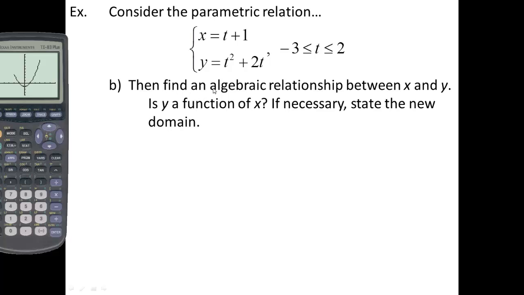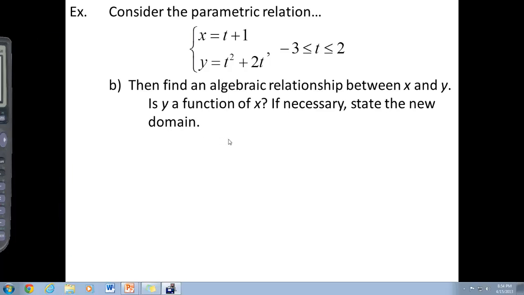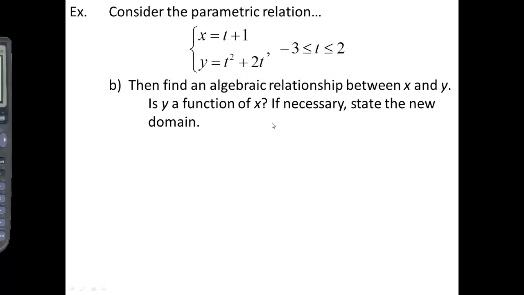Alright, part B, then: find an algebraic relationship between x and y. Is y a function of x? If necessary, state the new domain. Now, in order to convert my parametric into a Cartesian equation, it's simply a matter of eliminating the parameter. So anytime you see the words eliminate the parameter, that means convert parametric to Cartesian.